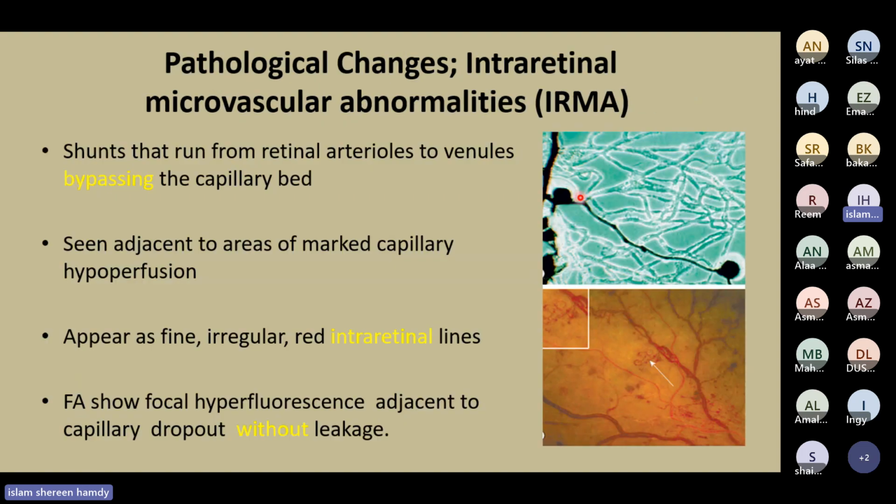The IRMA is present within the retina itself, so there is no penetration of the internal limiting membrane. If it penetrated the internal limiting membrane and had extra retinal growth, this is neovascularization. The IRMA is characteristically growing within the retina, and it's not leaking on fluorescein angiography. This is another differentiating point between it and neovascularization.